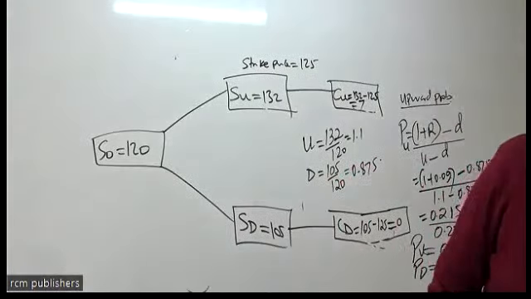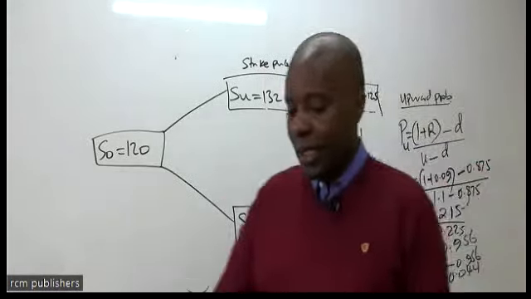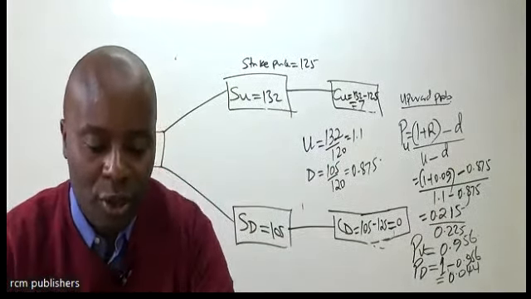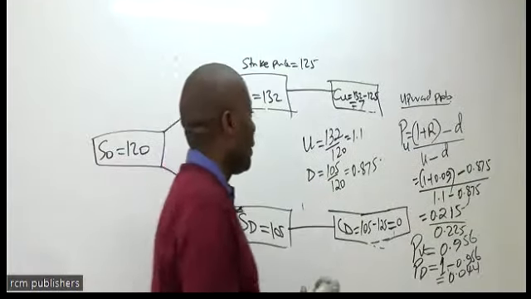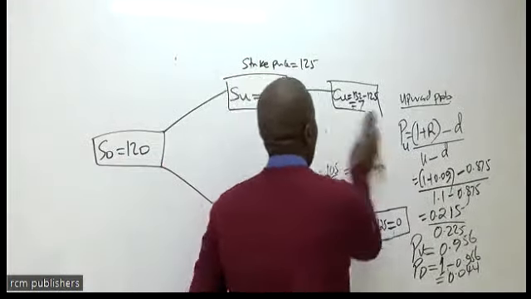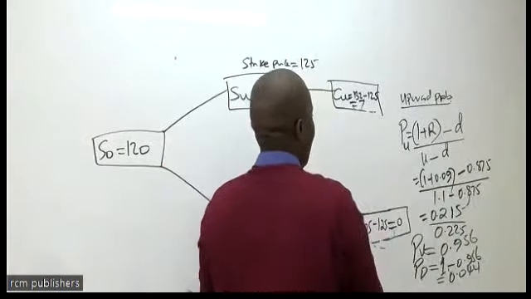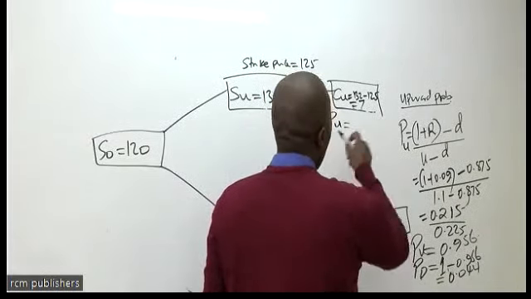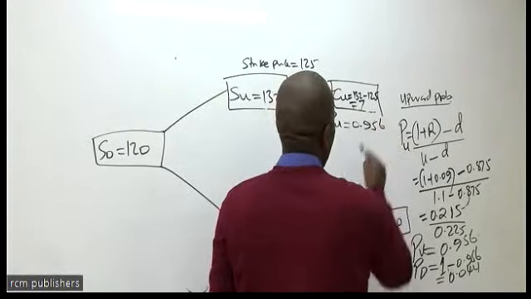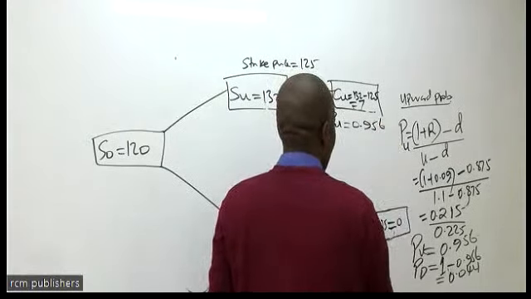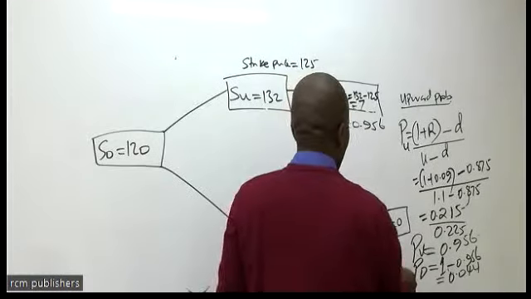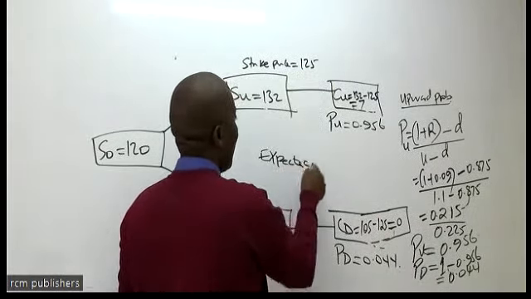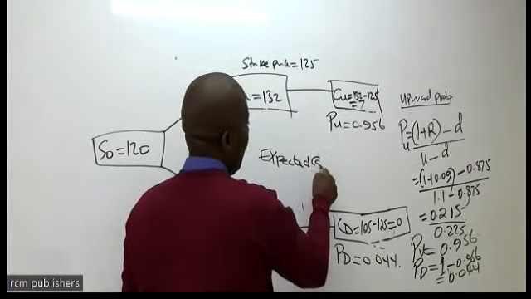This is so interesting because this is what I'll come and put here. My probability of upward, I'm being told it is 0.956. My probability of downward is 0.044. From there, I'll come and talk about expected call value.